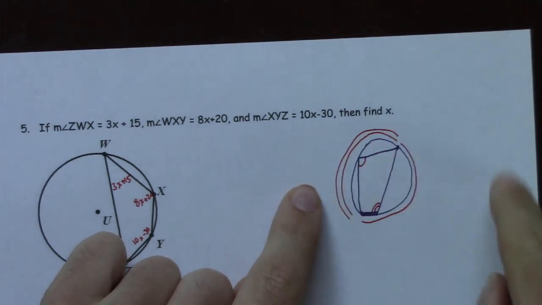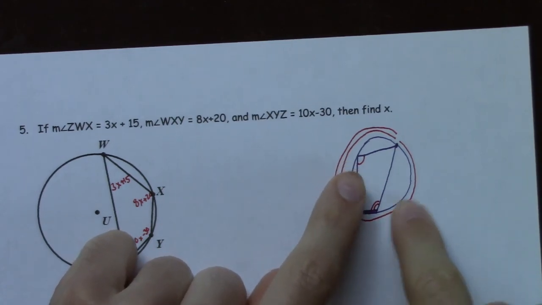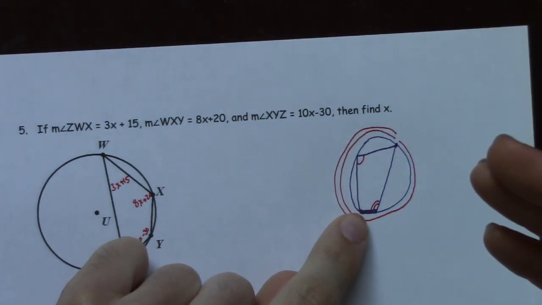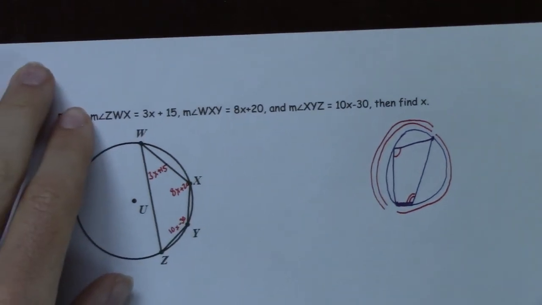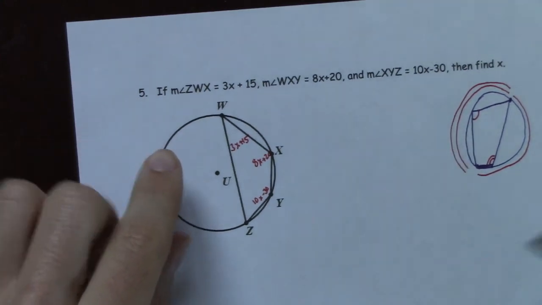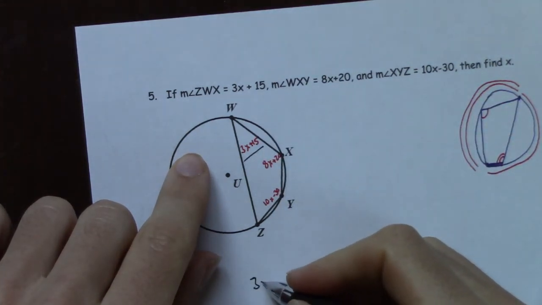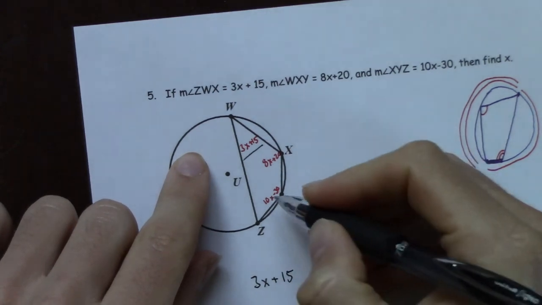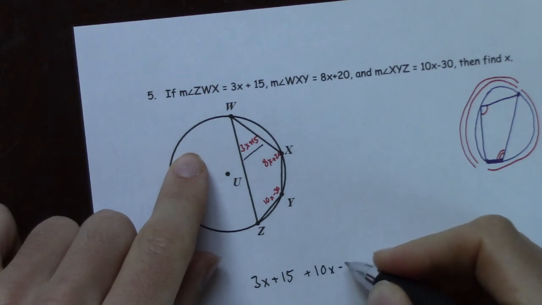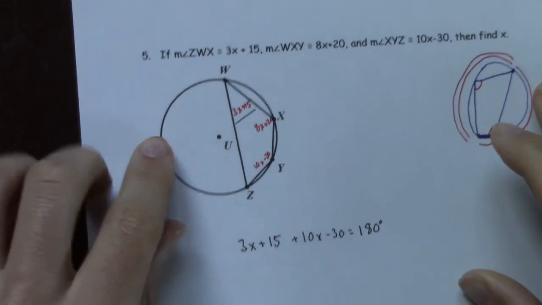So we know that the whole circle must be 360 degrees, which means these 2 angles, which are opposite each other but share the same endpoints, must be half of that, or 180. And so what that means is any inscribed quadrilateral, opposite angles must add to 180. So for this problem I'm going to take my opposite angles: the 3x plus 15 for angle W, and the 10x minus 30 for angle Y. I'm going to add them, and they must be equal to 180 degrees.